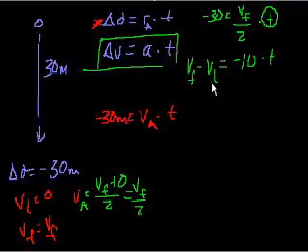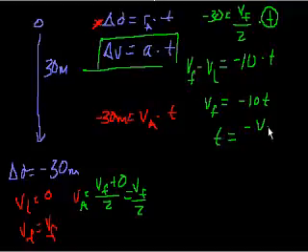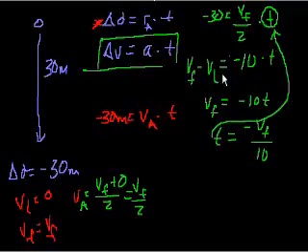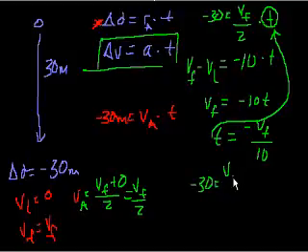And what's the initial velocity? That's 0, right? So we know that Vf minus 0 is equal to minus 10t. And if we wanted to write it the other way, we could say t is equal to minus Vf over 10. I just rearranged this equation. Now I could take this and substitute it back into this equation, and I get minus 30 is equal to Vf over 2 times t, which is this right here, so times minus Vf over 10.